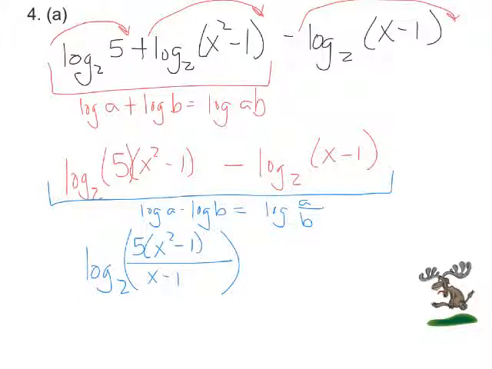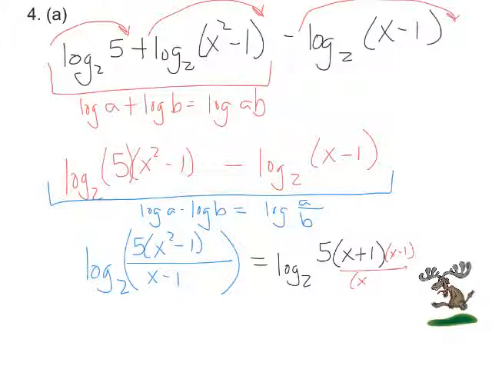And the final thing is we take a look at the fraction inside and ask ourselves if it can be reduced at all. And in this case, we do have a reduction. We can write this as log base 2 of 5 times x plus 1. And for the curious, what we did is we factored x minus 1 out of the top and bottom.